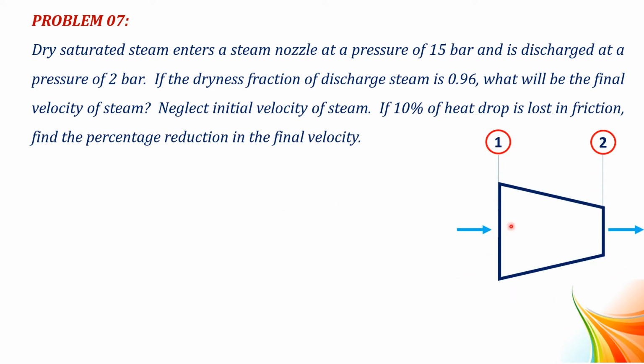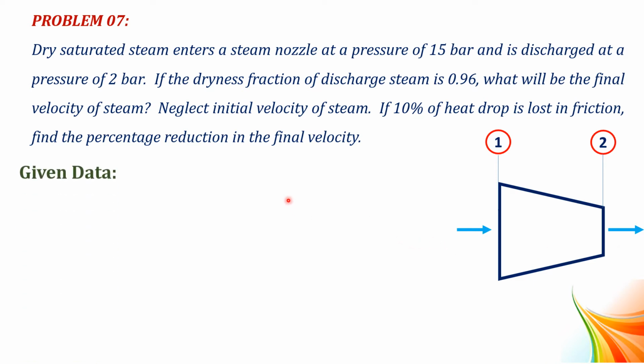Here we are considering a convergent nozzle. One is the inlet and two is the exit. Steam enters at 1 and leaves at 2. The area of the convergent nozzle decreases from inlet to exit.